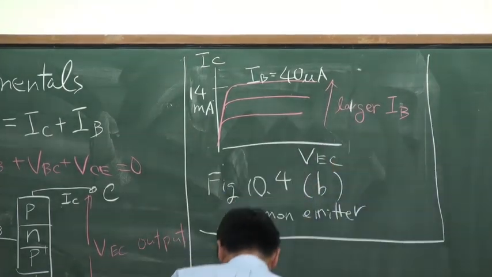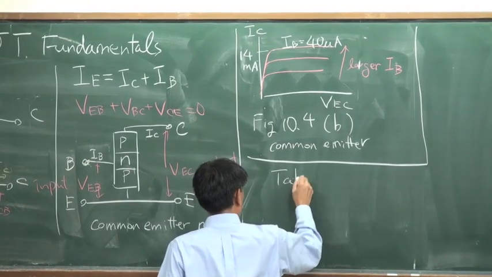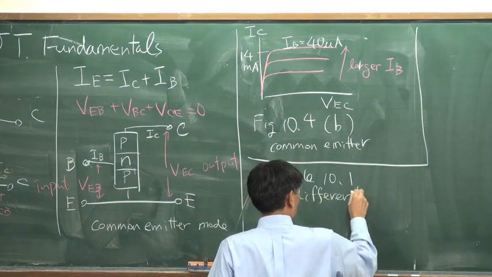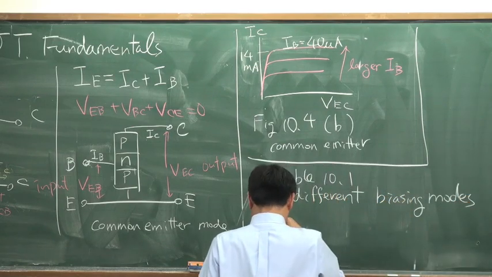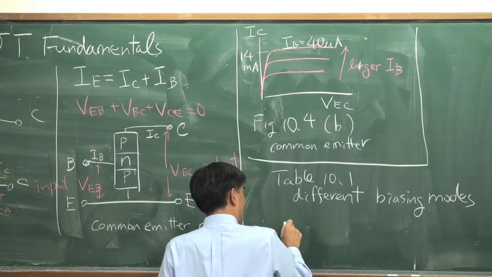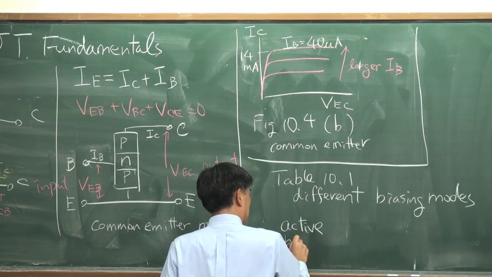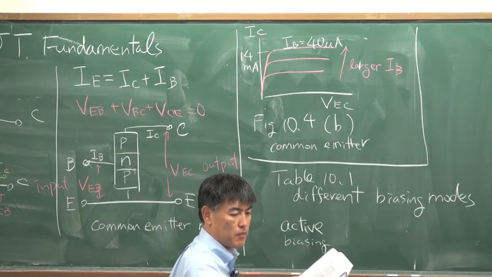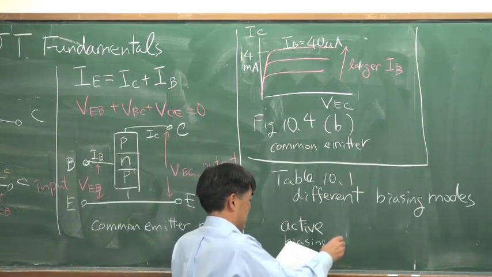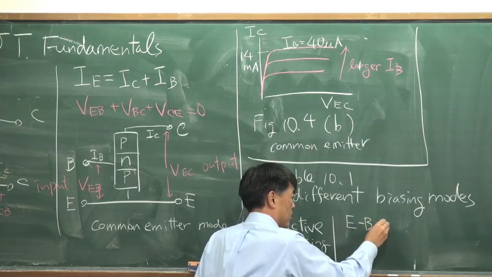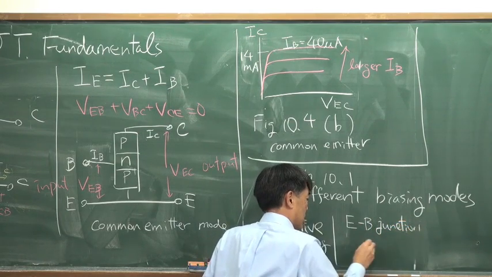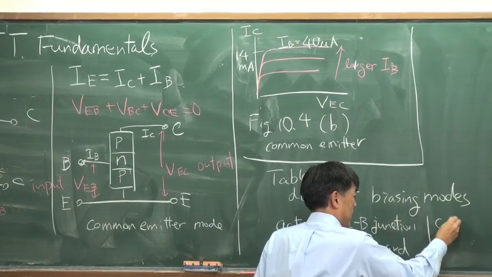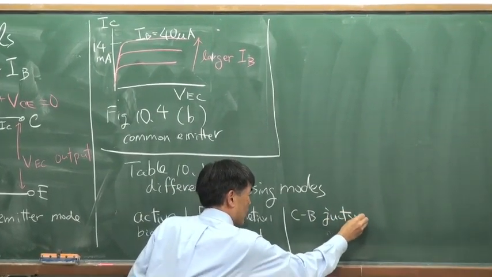And in the textbook of table 10.1, they talk about different biasing mode. And here we call active, mostly active biasing is used, and for active biasing, emitter base junction is forward, and collector base junction is reverse.